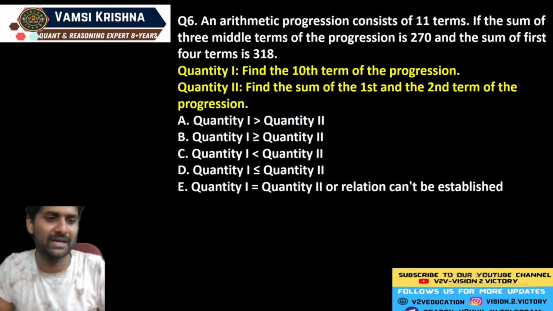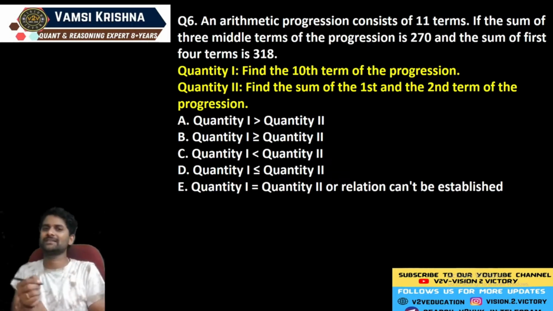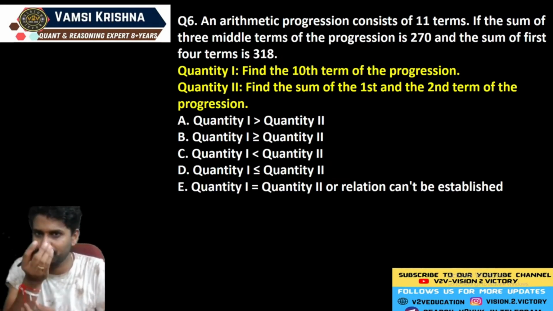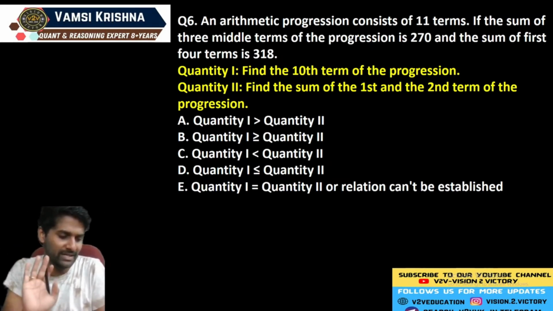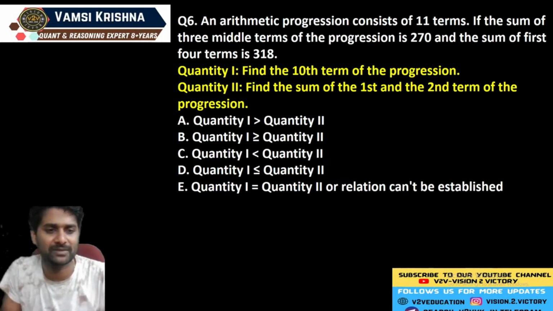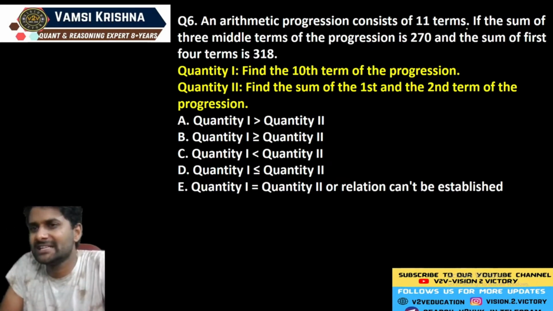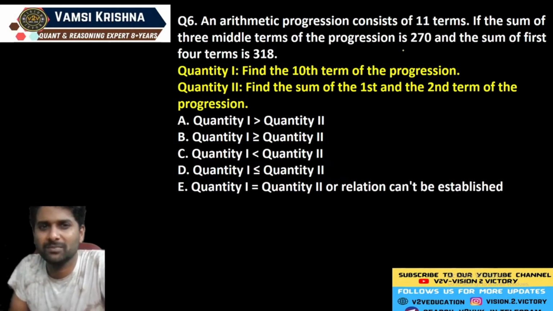Guys, quantity comparison: definitely you can expect a minimum of 2 questions in quantity comparison. So I will go through this question. Try to understand how we are comparing both the quantities in the given information. See this information: an arithmetic progression consisting of 11 terms. If the sum of the middle terms of the progression is 270 and the sum of the first 4 terms is 380. Now let me take 11 numbers here.